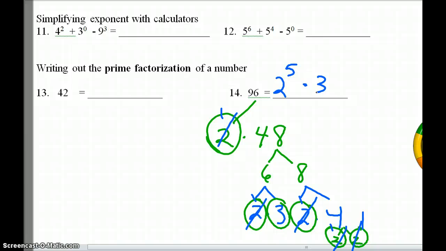So again, hit stop, play, rewind. If you need to look at any of these examples before you go to the Skill Master practice, ask me questions if the video is not clear.